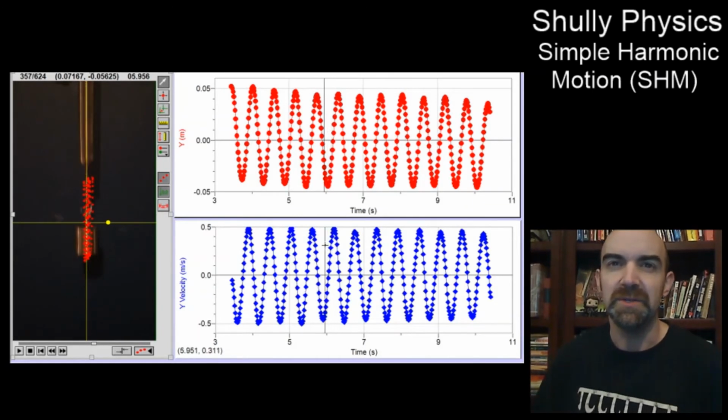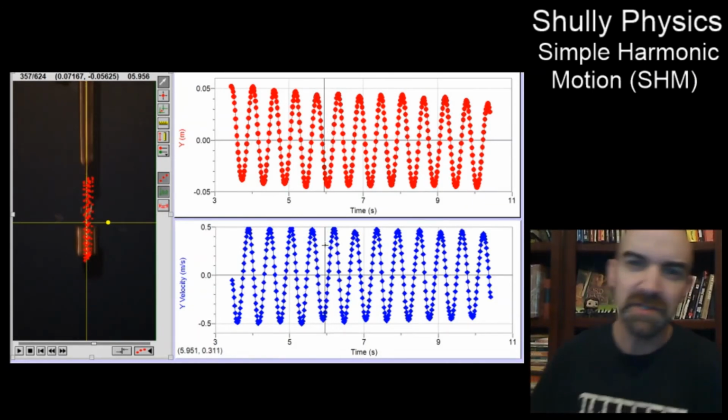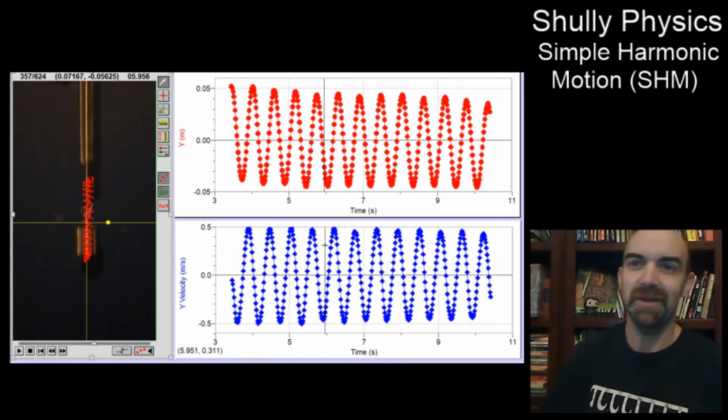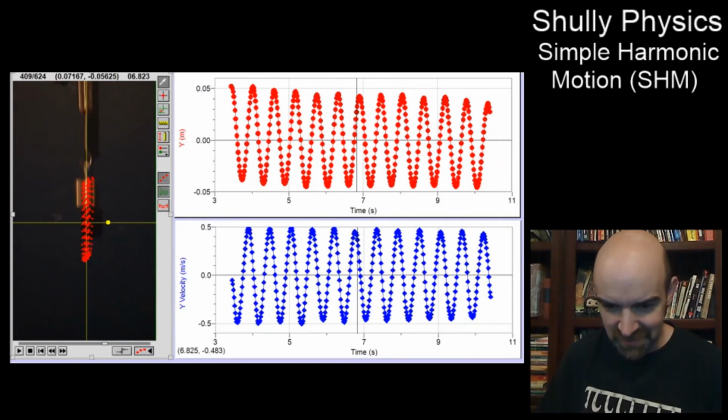All right, so are you getting a sense here that conservation of energy should work as well? And it does. It works quite nicely. So that's the last little bit here, talking about energy in this system.